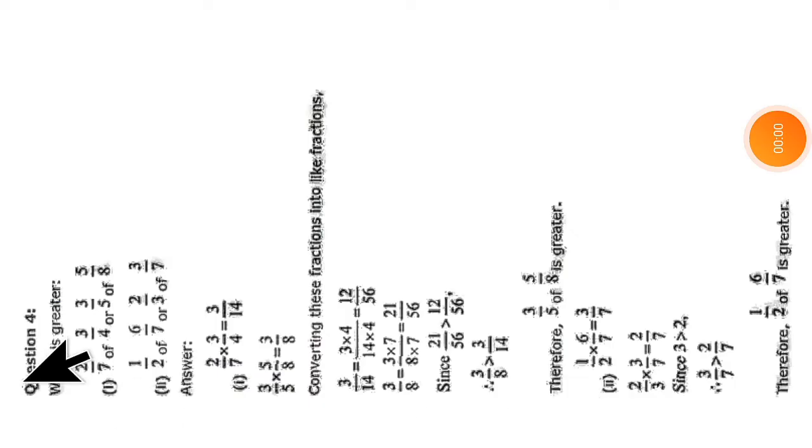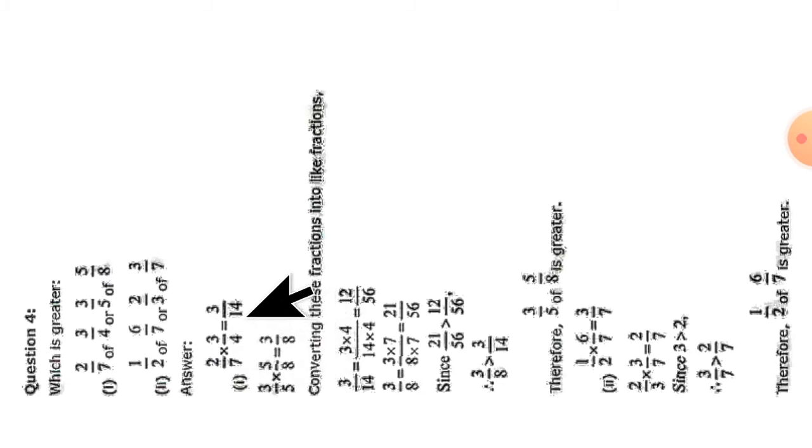See question number 4. Which is greater, 2 upon 7 of 3 upon 4 or 3 upon 5 of 5 upon 8? So let us see. Of means multiplication. So 2 upon 7 into 3 upon 4, that is 3 upon 14. 2 1s are 2, 2 2s are 4, so here will be 7 2s are 14. So 3 upon 14. And 3 upon 5 into 5 upon 8, 5 will be cut. It is 3 upon 8.